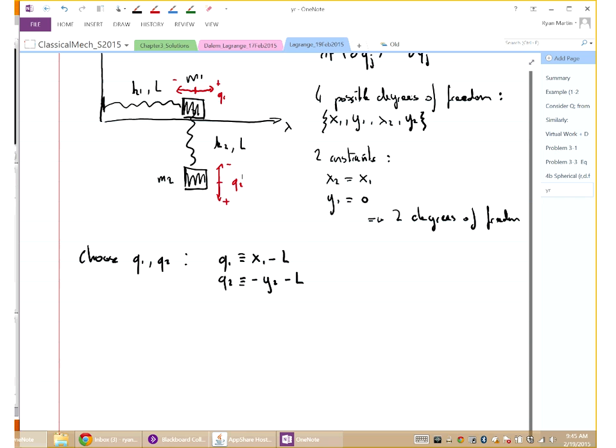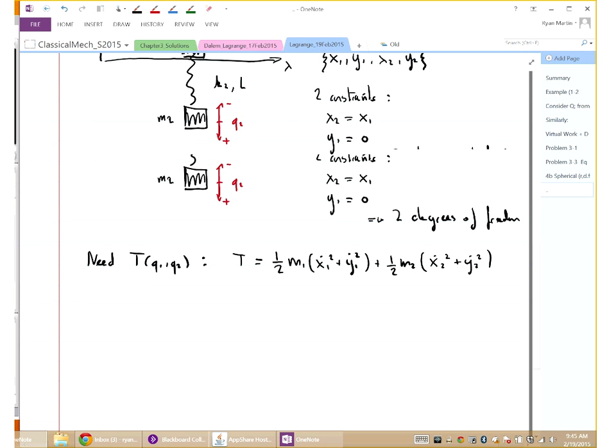So now we need to write out the kinetic energy in terms of those coordinates. So we need T in terms of Q1 and Q2. The kinetic energy, very naively, is just a half m1 times x1 dot squared plus y1 dot squared, plus a half m2 times the kinetic energy of the second particle, which is x2 dot squared plus y2 dot squared.